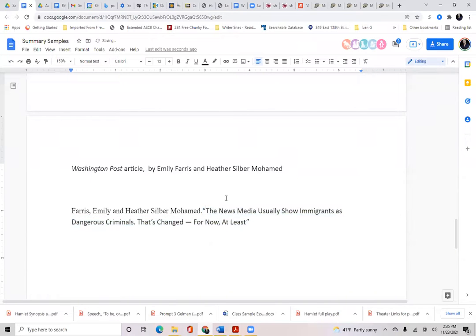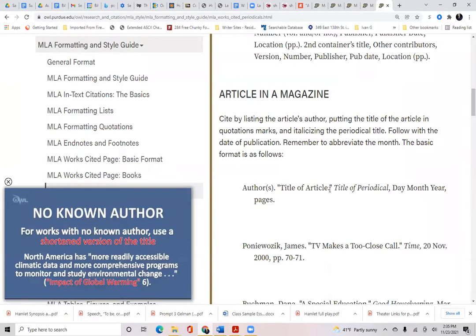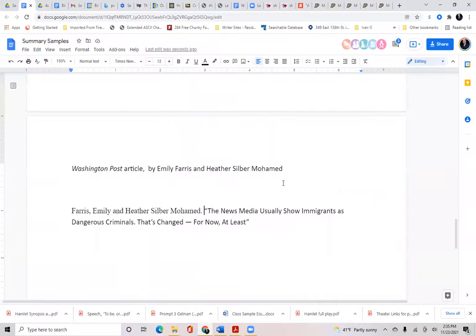Right, put a space. And let me look at the formatting. What I had to put after the title, I put a period, right? Inside the quote, and then it's going to be the title of the periodical and a comma. All right, so I'm going to go back here. So it's saying I put a period here.